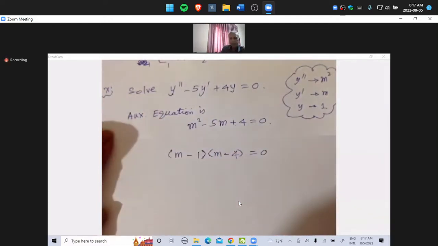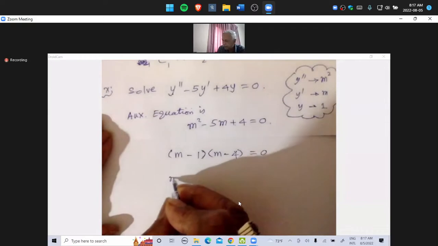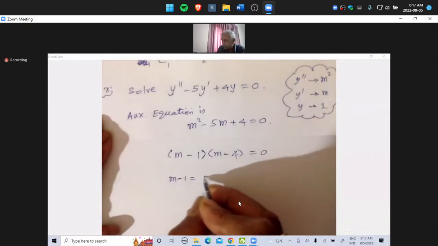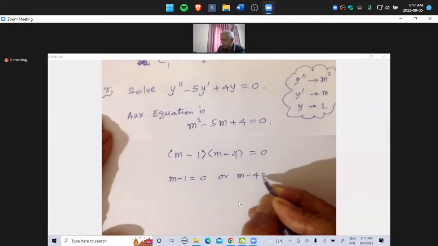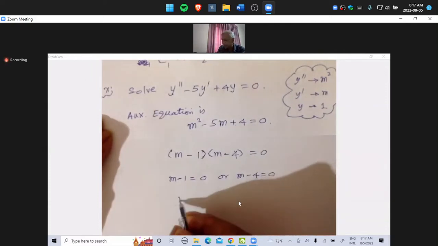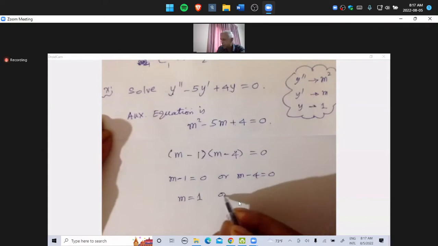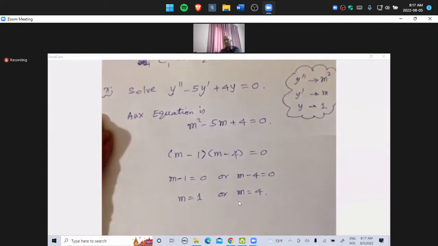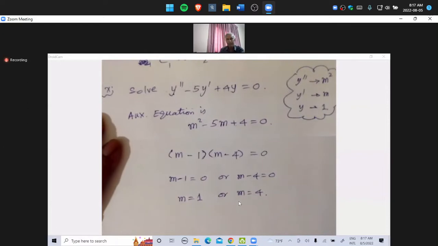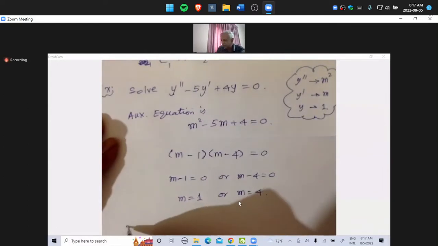It factors. So from this we have m minus 1 equal to 0 or m minus 4 equal to 0. No need to write this step. You can straight away write the next one. m is equal to 1 or m is equal to 4. Do you all understand this? First thing. Okay, now write down the general solution.